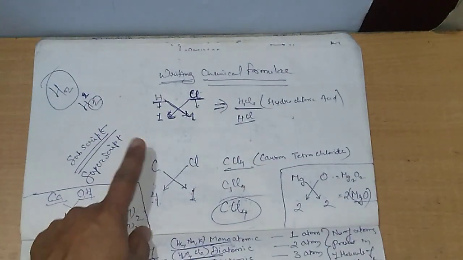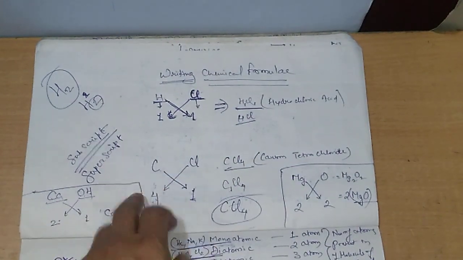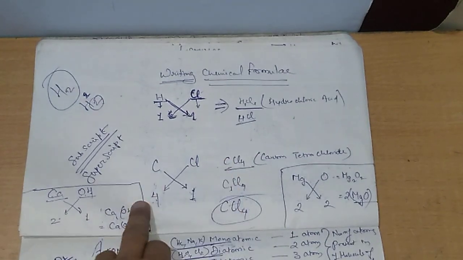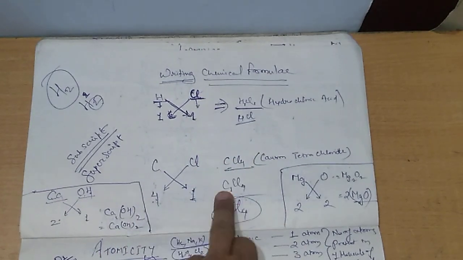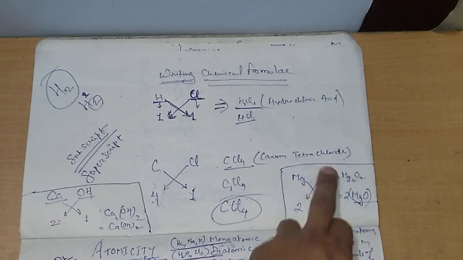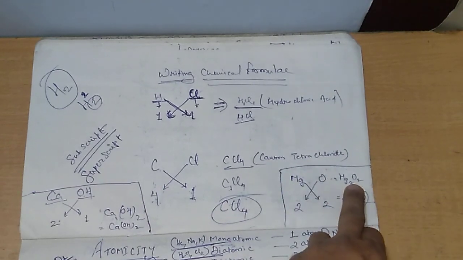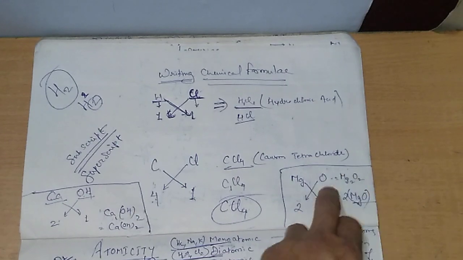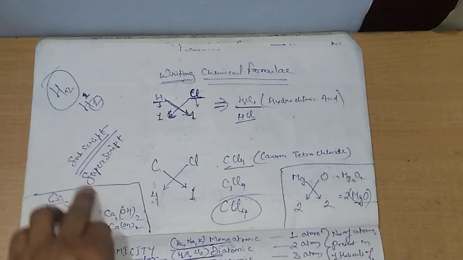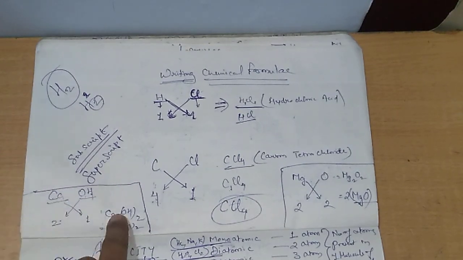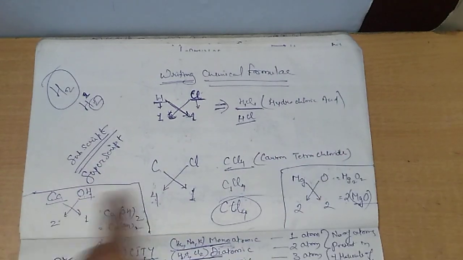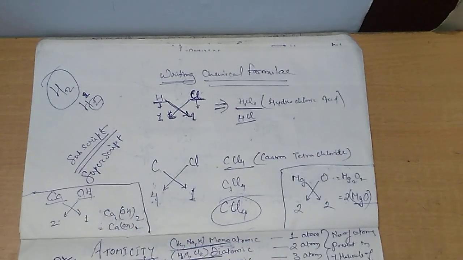So it becomes HCl. Here C4Cl1: when we crossed it, C goes along with 1 and Cl along with 4, so CCl4. Similarly, Mg2 and O2, magnesium 2, oxygen 2, when we crossed it Mg2O2, so in common we can write MgO, clear. And Ca2 OH1, when we crossed it, Ca1 OH2, Ca(OH)2, clear. So this is how these chemical formulas can be made, clear.